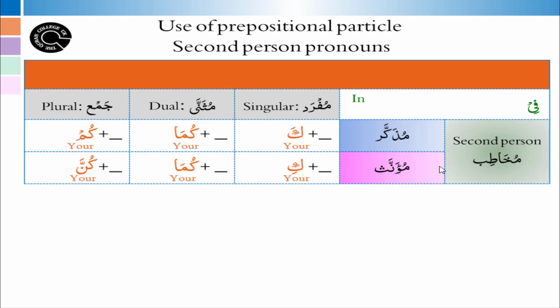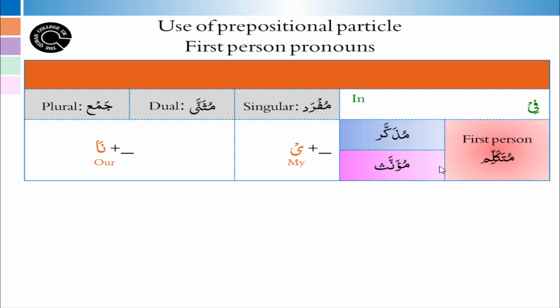Now, when fi is applied on the second person, it becomes fika. There will be no change on that one. So fika, fikuma, fikum, fiki, fikuma, and fikunna. So there is no change in second person pronouns when a preposition particle is applied on them.